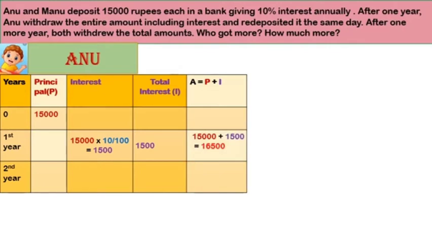Now look at the question. After 1 year, she withdrew the amount and redeposited it the same day. That means after 1 year, the principal amount of Anu was not 15,000, it was 16,500.